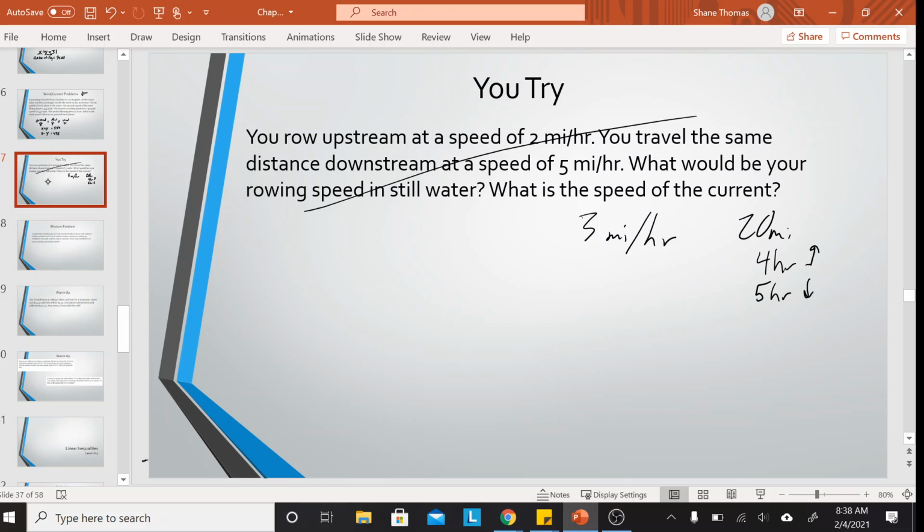Okay? So in this case, we don't even need that, so we'll use just what I gave you there. Okay? You paddle 20 miles up and down a river. It takes you 4 hours to go up, takes you 5 hours to come back.